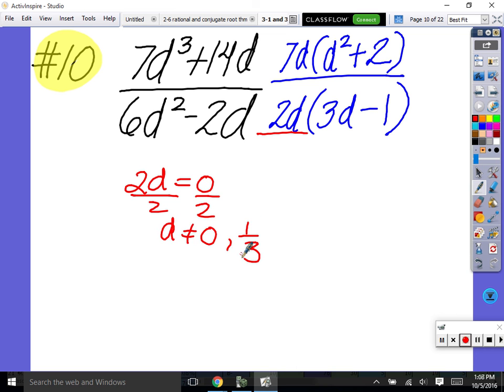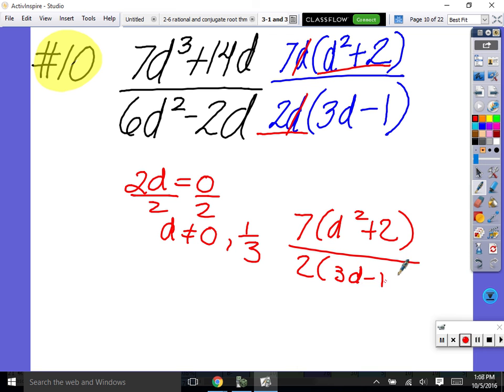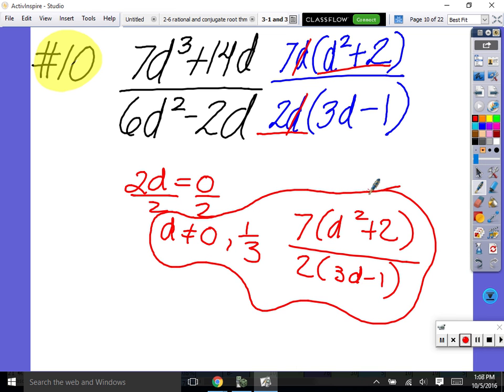Okay. Now let's simplify. 7 over 2 doesn't simplify. D over d. D squared plus 2. Now that is quadratic, but it doesn't factor any further, so we're good. So our final answer is 7 times d squared plus 2 on top. On bottom we have 2 times 3d minus 1. There was nothing more that simplified. You don't need to multiply it out. You can just leave your answer in factored form.